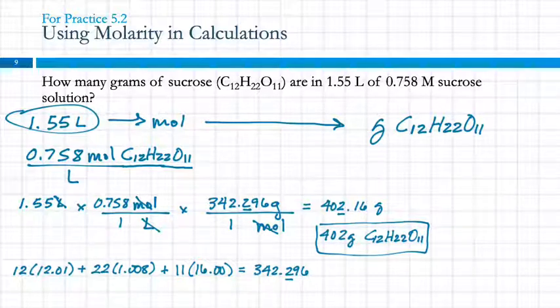If I had twice as much, what would that be, 3.10 liters? Then I'd have twice as much sugar. If I had half as much, I'd have half as much sugar. Any questions?